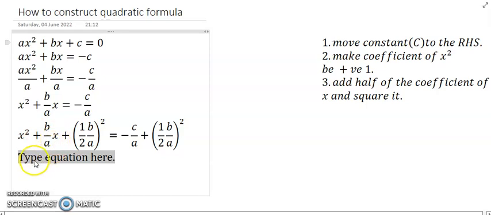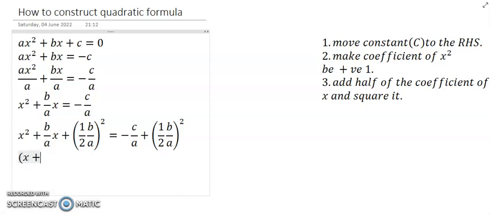Okay guys, from here we will just do it like this. X squared plus b over a x plus 1 times b is b over 2a squared. And here as you can see we have squared, and here we have squared. We can just write this or we can just put them inside the brackets. Then we will have x plus b over 2a inside the brackets and all squared.